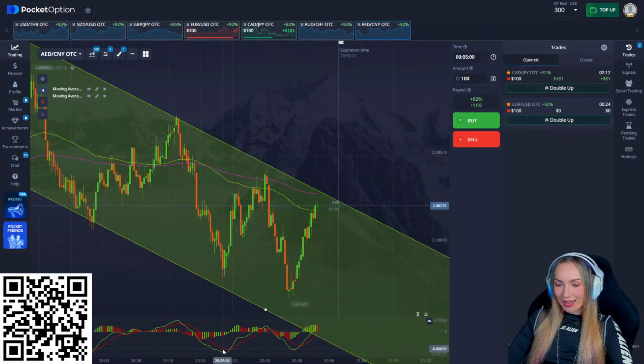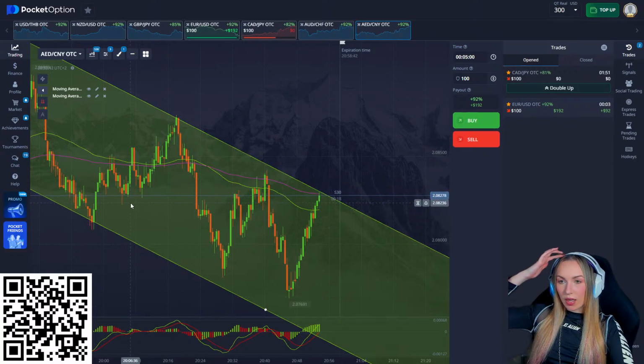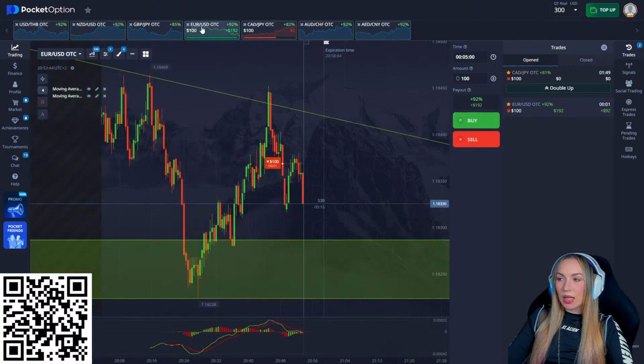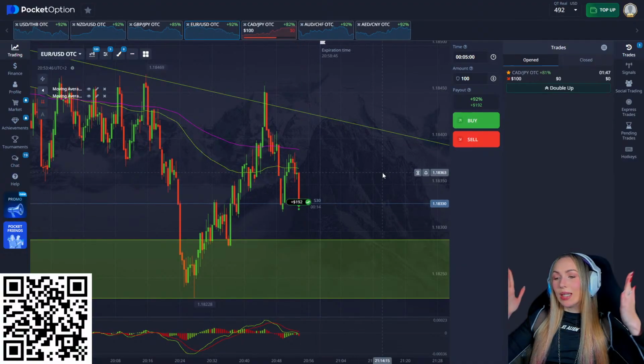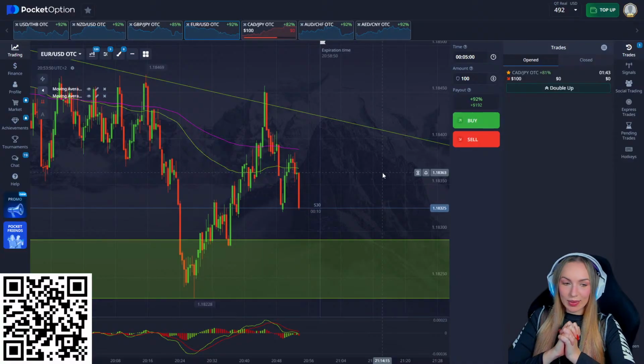Okay, 10 minutes here. I'm checking the expiration time, and here was the signal at 8:41, and at 8:45 the price went down. Okay, 4-5 minutes will be just enough, and the euro dollar went down again, $92 profit. I'm happy.